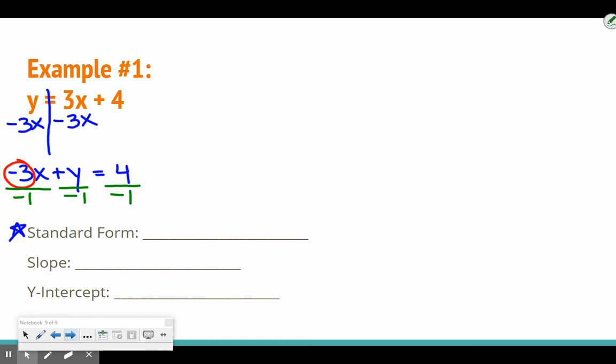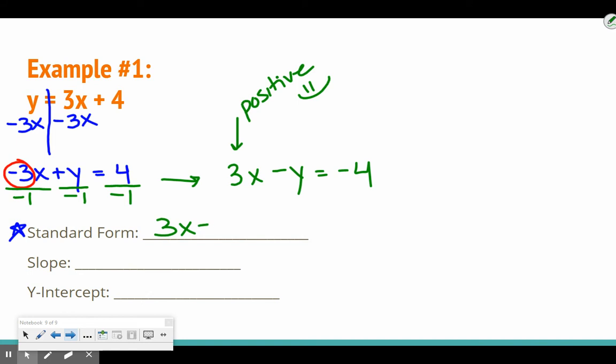Okay, so now I have a positive 3x, I have a negative y, and I have a negative 4. So now my a value is positive, so I know that I'm in standard form. So I can rewrite this as 3x minus y equals negative 4.